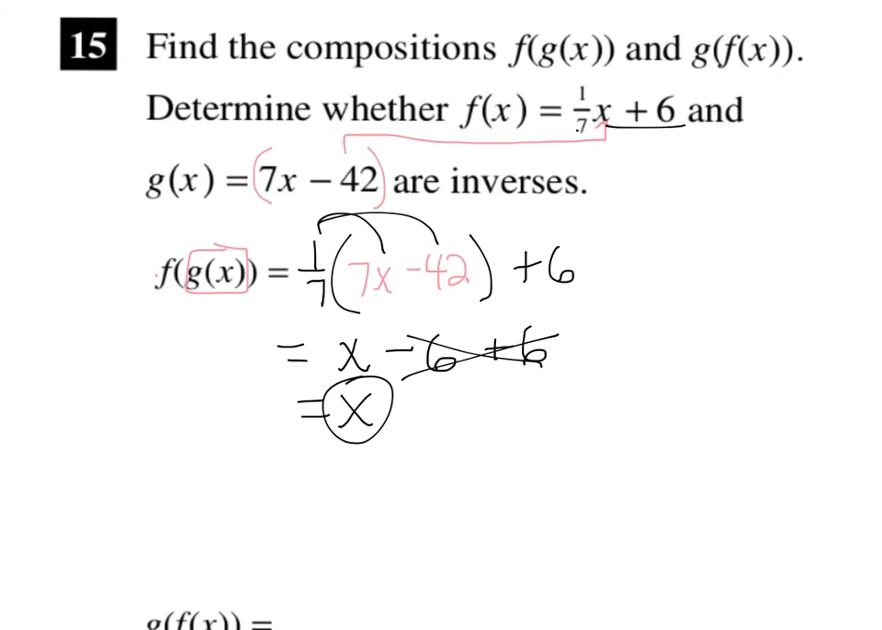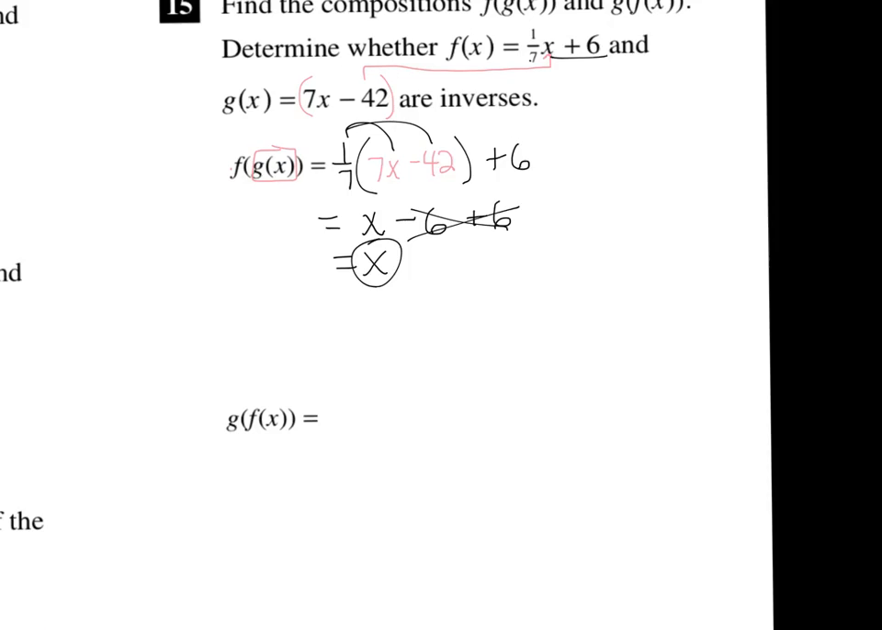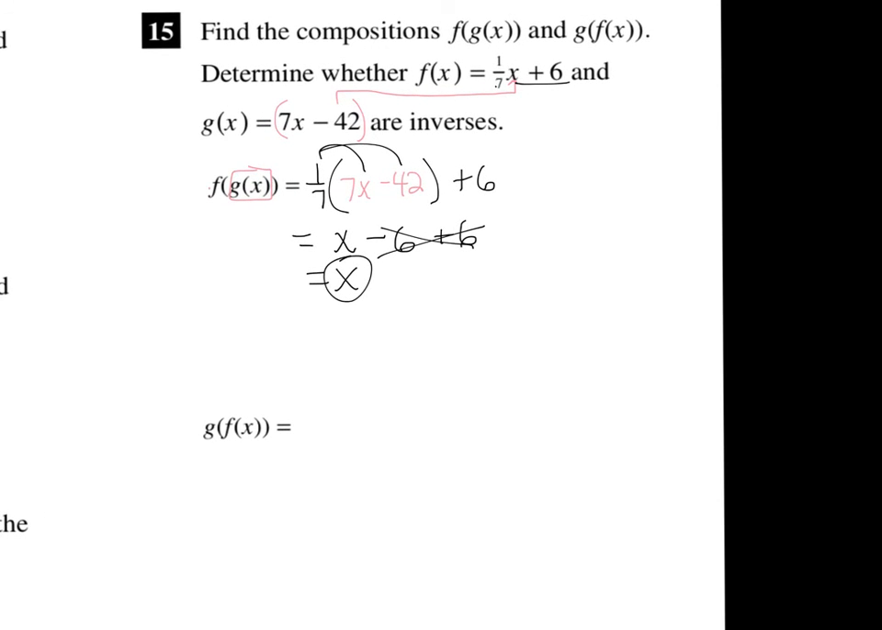Now we compose it the other way. So the other way is taking f of x. So we're going to take this one and plug it into g of x. So I'll write the g of x function, 7, but I'm going to plug in the 1/7 x plus 6, and then I'll keep copying minus 42.